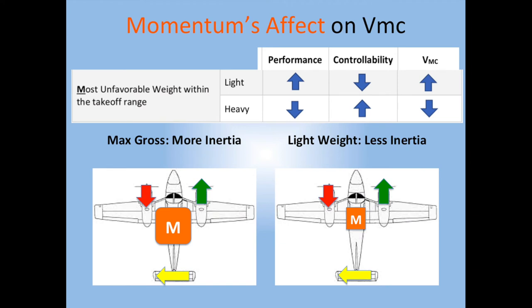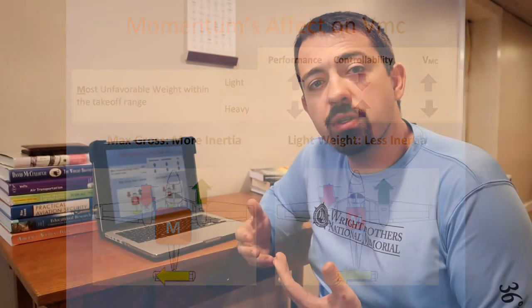So the last thing we have to talk about is momentum. And momentum's effect on an aircraft really has to do with the weight of the aircraft itself. If we've got a 4,000-pound aircraft, and we've also got a 2,000-pound aircraft, both of them the exact same plane, just one of them's got maximum takeoff weight, and the other one has a much lighter weight. The 4,000-pound aircraft, if it's got 1,000 foot-pounds of force being exerted on its operable engine, is not going to want to yaw as much as the 2,000-pound aircraft with the exact same amount of force on the engine.